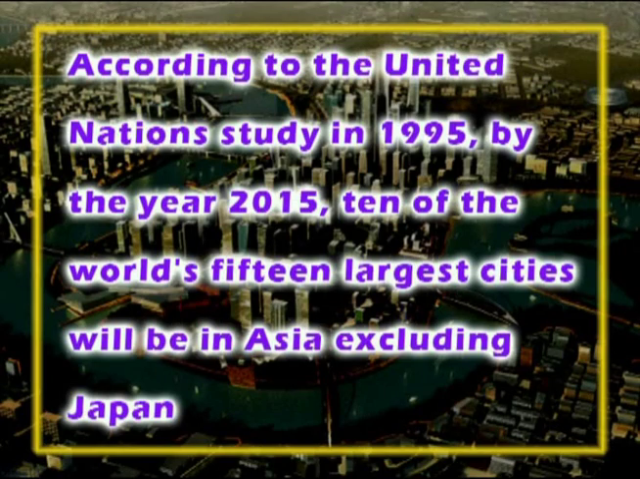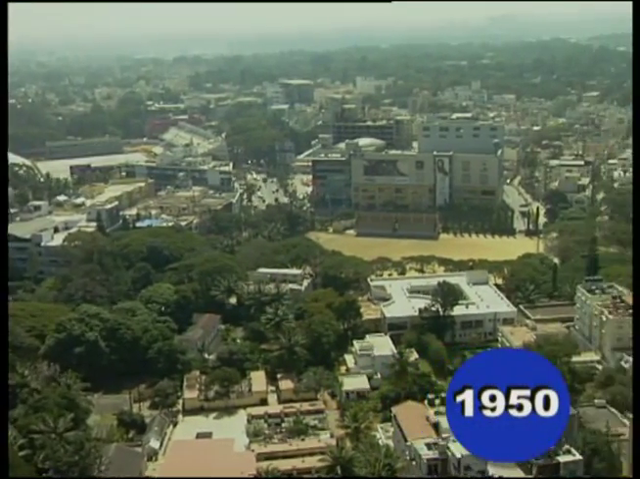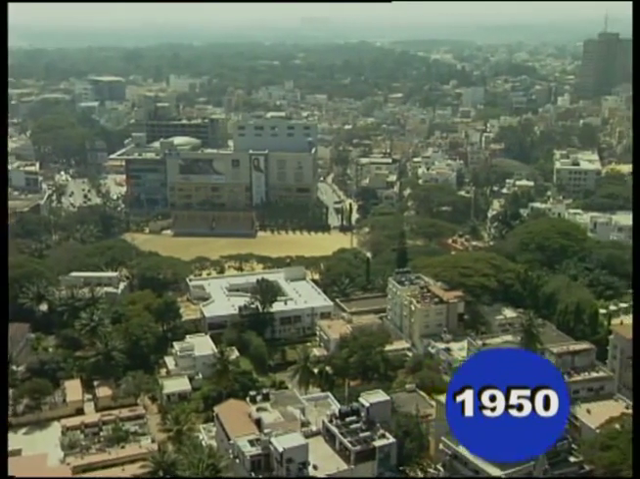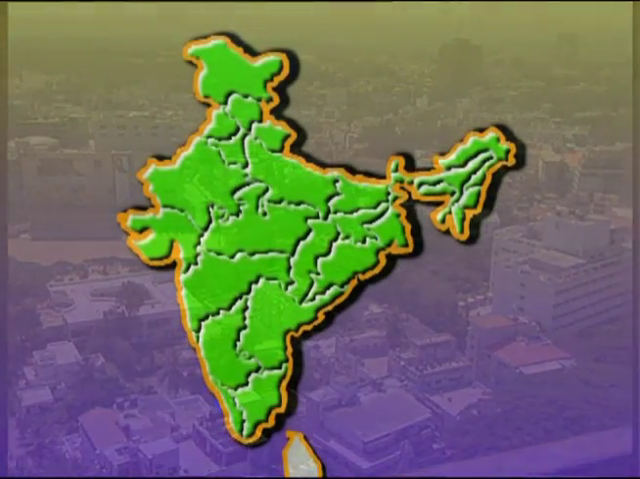The first aspect is the hierarchy of the urban settlements. According to a United Nations study in 1995, by the year 2015, 10 of the world's 15 largest cities will be in Asia, excluding Japan. 3 of these will be in India. In 1950, the same region claimed only 3 of the world's 15 largest cities, whilst India claimed only 1.